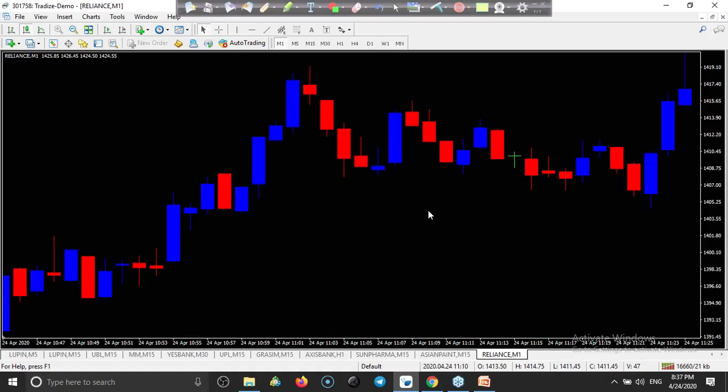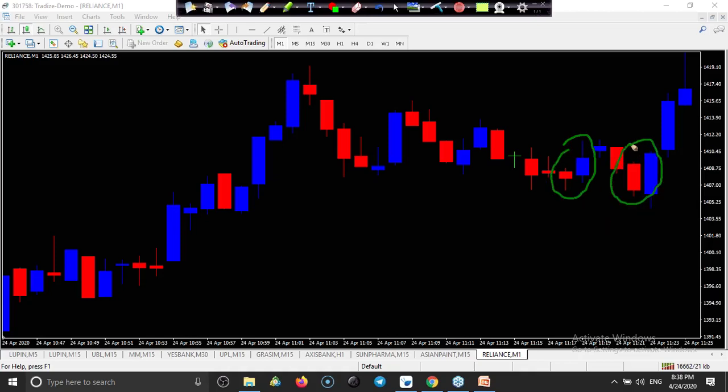Now here you can see, in this area, where is the end point? Somewhere here. This is a bullish engulfing, and here we have seen another bullish engulfing pattern, right? So most of the people here have seen this inverted hammer. Let's go for short here. All right, let's go for short here.